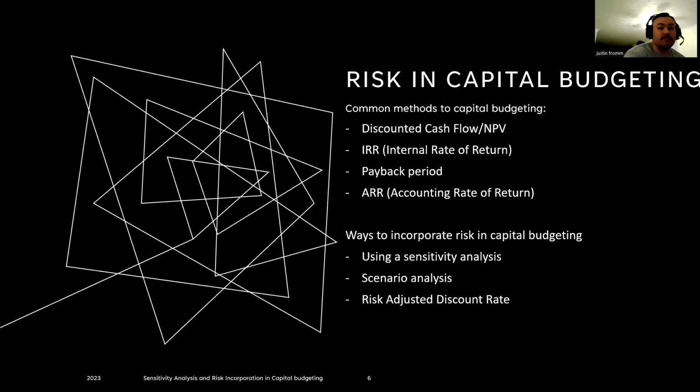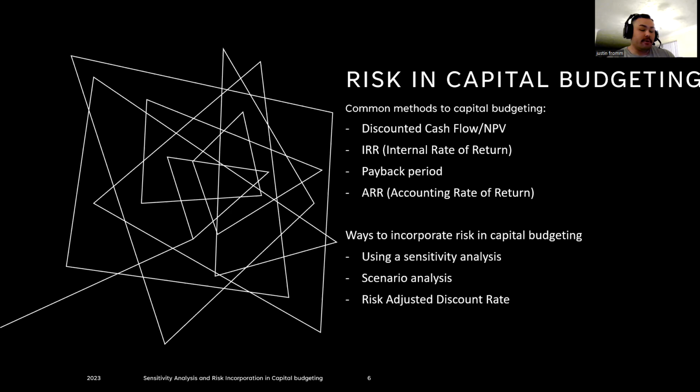Now we're going to move into risk and capital budgeting. Capital budgeting is in place to determine which projects will yield the best return and enhance shareholder value and profit. The most common methods of capital budgeting are discounted cash flow, or your NPV. This calculates the present value of all future cash flow associated with a project and includes both initial investment and future cash inflows and outflows. IRR, which I mentioned earlier, internal rate of return, represents the project's rate of return, in which the project is deemed acceptable if the IRR exceeds the required rate of return.